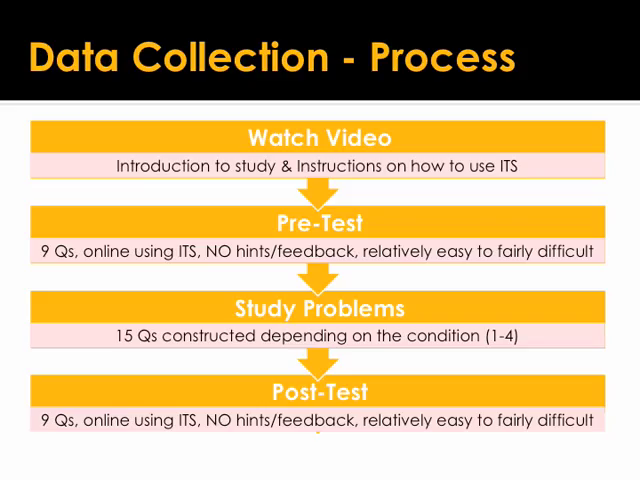In terms of the data collection process, participants first watched a video that introduced the study and explained how to use the intelligent tutoring system. Then they were pre-tested using 9 questions that were presented online using the ITS. No hints or feedback were given, and these questions progressed in difficulty from relatively easy to fairly difficult. Then they were presented with the study problems and placed into one of 4 conditions, and there were 15 questions presented depending on which condition they were in. Following this, they were given the post-test, which involved 9 questions presented online using the ITS. No hints or feedback were given, and again, these questions progressed in difficulty.